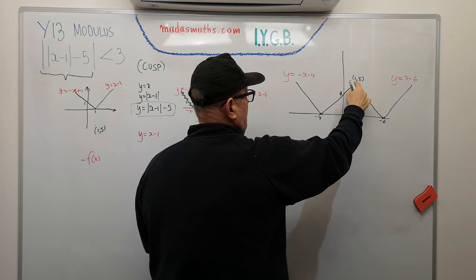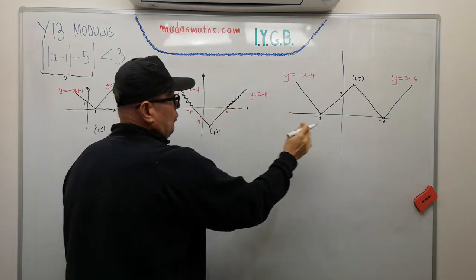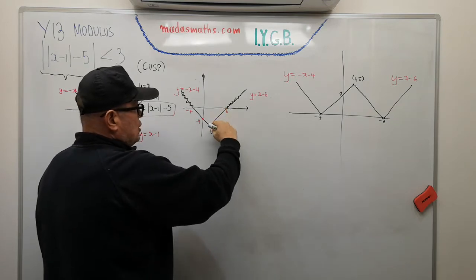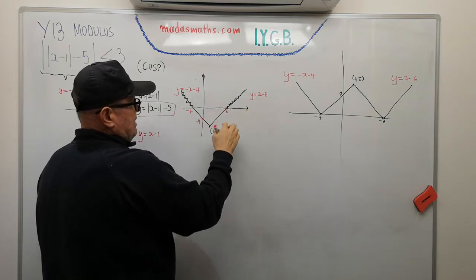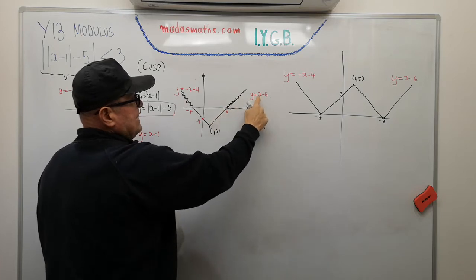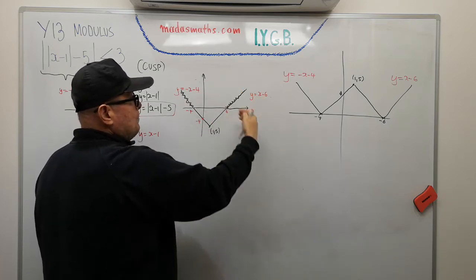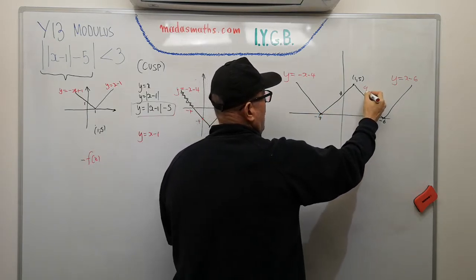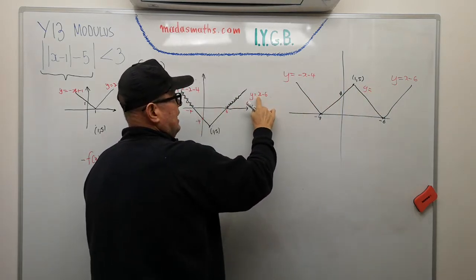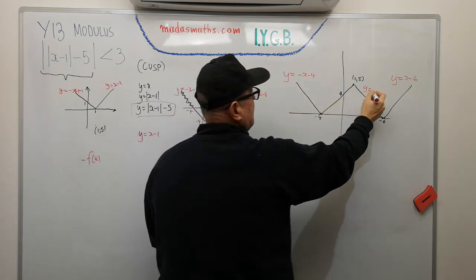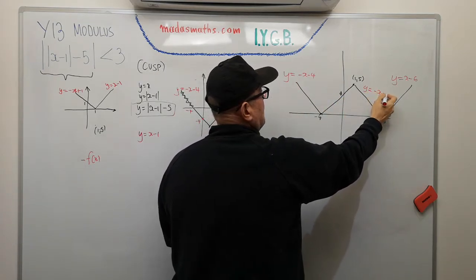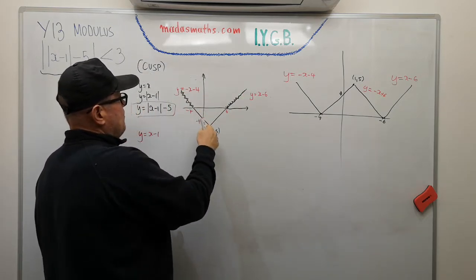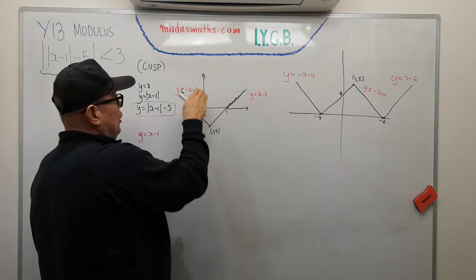What about this part and this part? Well, first of all, this section is the reflection of this section about the x-axis. The equation of this line is x minus 6. When it flips, it will reverse signs. So this will become y is equal to minus x plus 6, the negative of that. That's the reflected part. And similarly, I'm going to reflect this section to the top.